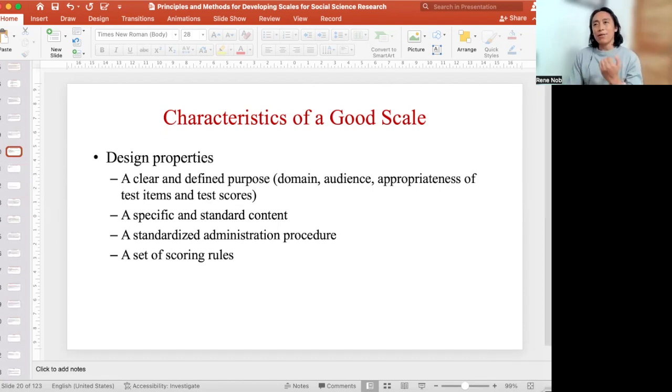So for today, we'll talk about what are the characteristics of a good scale. And generally, there are two categories that I will discuss. The first one is the simpler one, which are the design properties. I'll just breeze through these things, but the more important characteristics of a good scale would have to pertain to their psychometric properties. And I'm talking about, of course, validity and reliability.